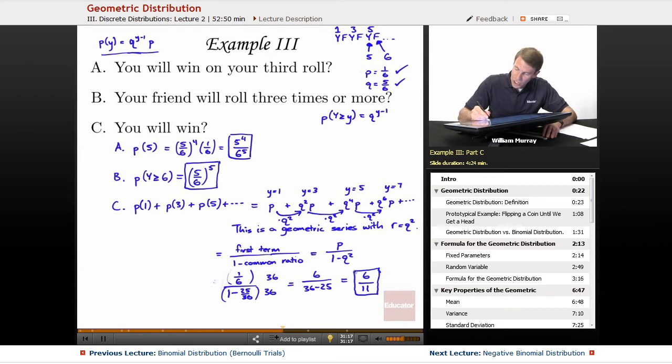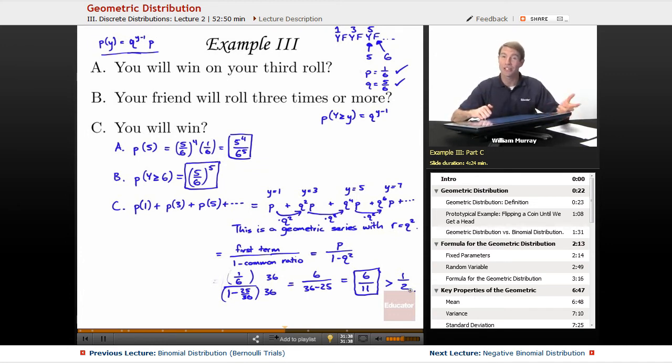So that's your chance of winning the game. Your chance of winning the game is 6 over 11. Notice, by the way, that's a little bit more than 1/2. 6 over 12 would be 1/2. 6 over 11 is just slightly more than 1/2. That makes complete sense because you have a slight advantage in this game.